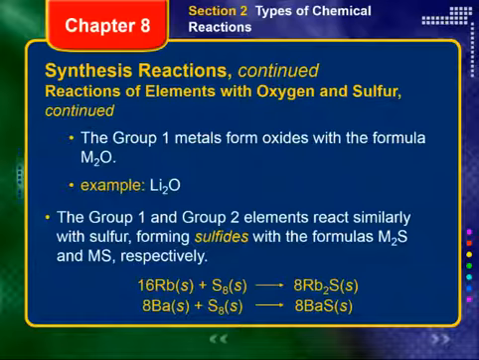And down here at the bottom, we have 2 examples of items down in group 1, rubidium, and barium from group 2, reacting to form sulfides. We have rubidium sulfide and we have barium sulfide. Again, making sure that those are ionically balanced, you're good to go.